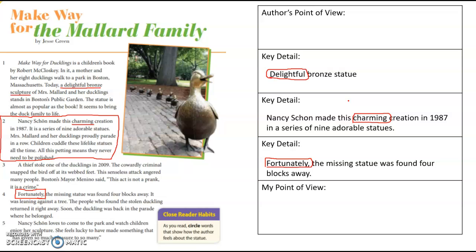So your assignment today is going to be to identify the author's point of view based on these details that we found. Tomorrow, you'll be deciding your own point of view.